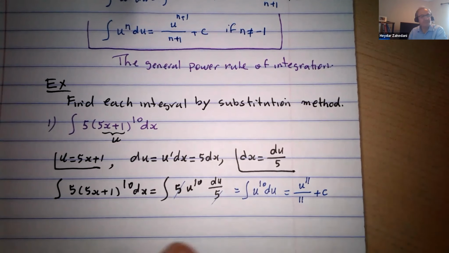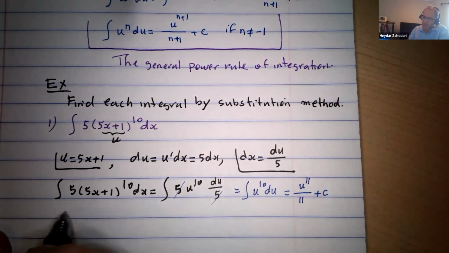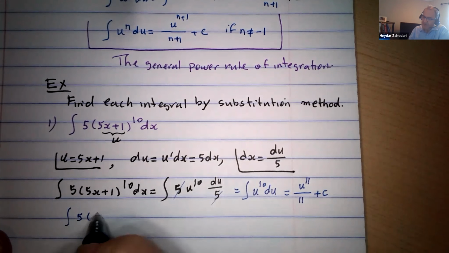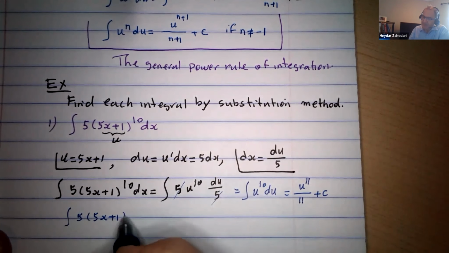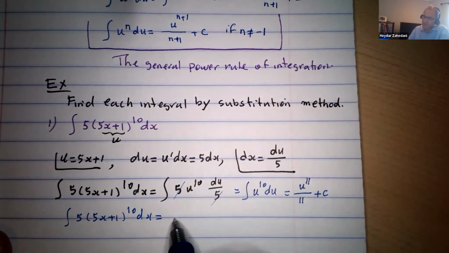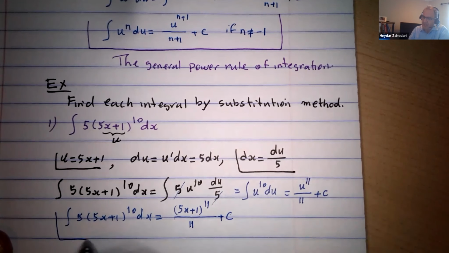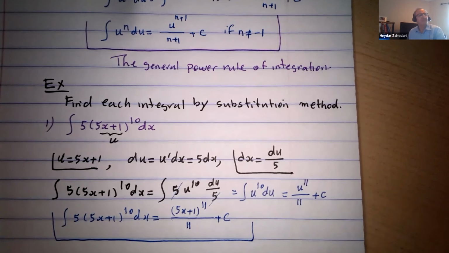Now we substitute for the u. So the integral of 5 times (5x plus 1) to the 10 dx is going to be equal to what? It's equal to (5x plus 1), everything to the 11, over 11, plus the constant c, and you're done. Okay, so this is type 1 of the examples that we're going to have.